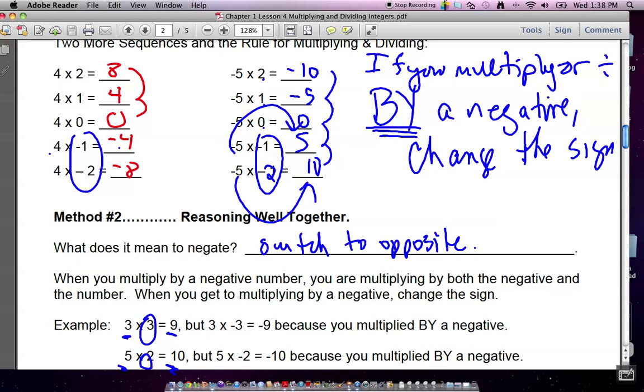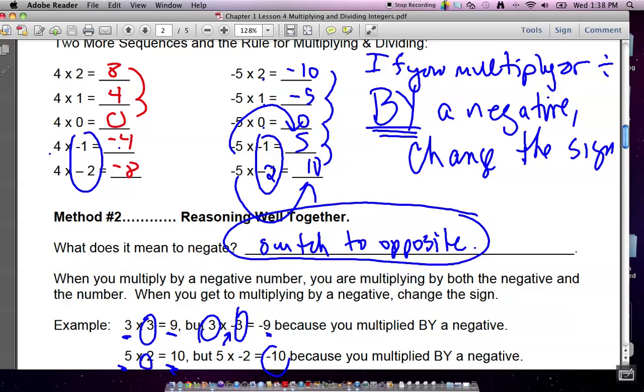But now, if I did 3 times, hey, you need to focus here, you're not gonna get this. If I do 3 times a negative 3, not only am I doing the 3 times 3, which is 9, but I'm also multiplying by a negative. And when I multiply by a negative, I switch it to its opposite. Started as positive, I have to make it opposite, which is negative. So if you can do 3 times 3, you can do 3 times negative 3. If you can do 5 times 2, you can do 5 times negative 2. The only thing you have to remember is when you multiply by the negative, you have to switch that sign.